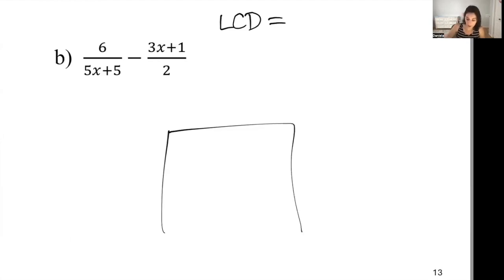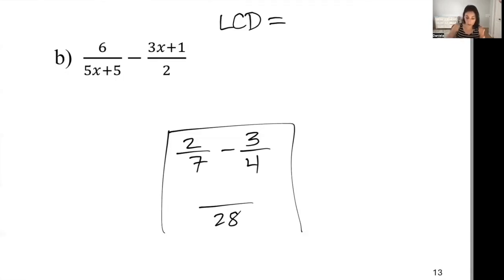Let's say I was subtracting, I don't know, 2/7 minus 3/4, right? And you have to ask yourself, okay, we need a common denominator. What would the common denominator be? Well, it would be whatever 7 times 4 is, right? So you know that the common denominator is going to be 28. And that's the same thing that we're going to do in this scenario, right?